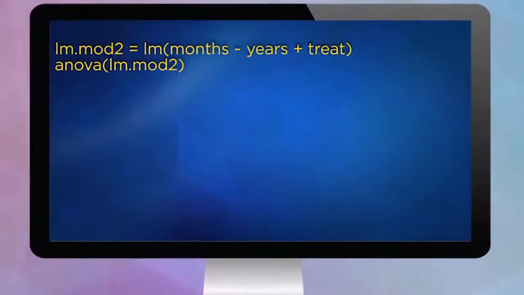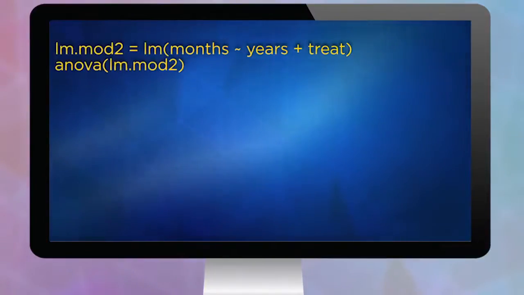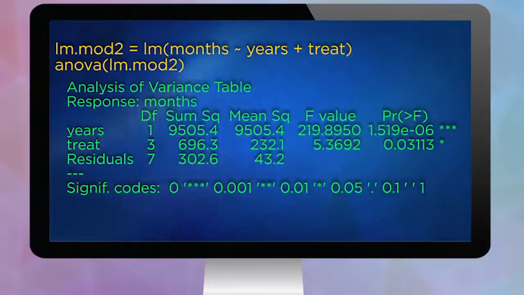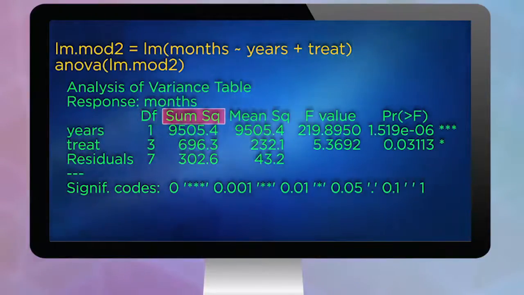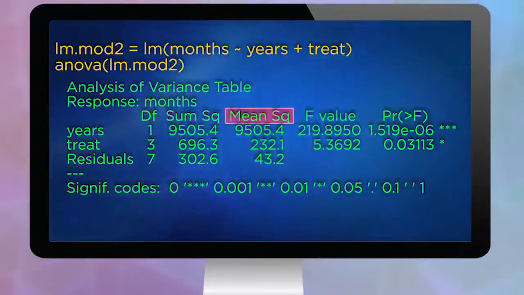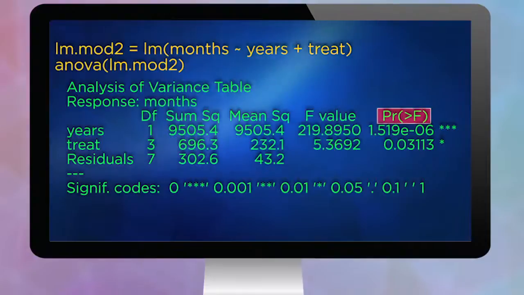Here's our linear model, Model 2, and we're going to model months on years plus treatment. Let's look at Anova of our linear model. All right, notice here, we've got years and treatment as our response, and you see the associated degrees of freedom and the sum of squares and the mean square. Notice our F values, and more importantly, look at the p-value.